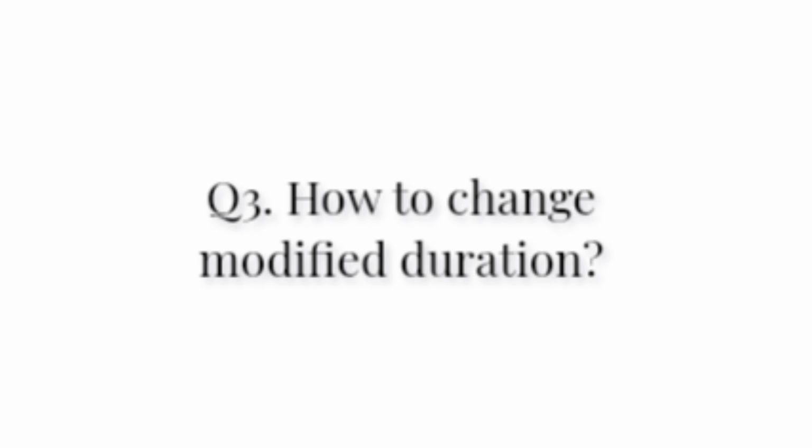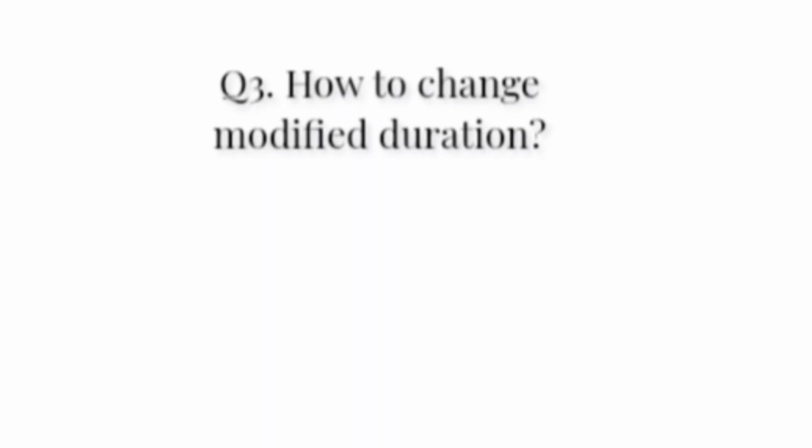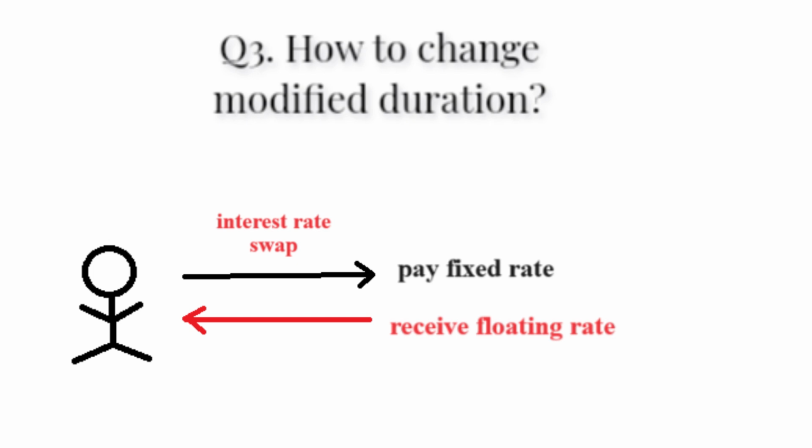The question is, how do we do it? The answer is using an interest rate swap. The trader who pays a fixed rate in the interest rate swap has a negative modified duration for this leg of the swap. Why negative? Because when interest rate increases, the fixed rate payer is actually happy for not having to pay more.